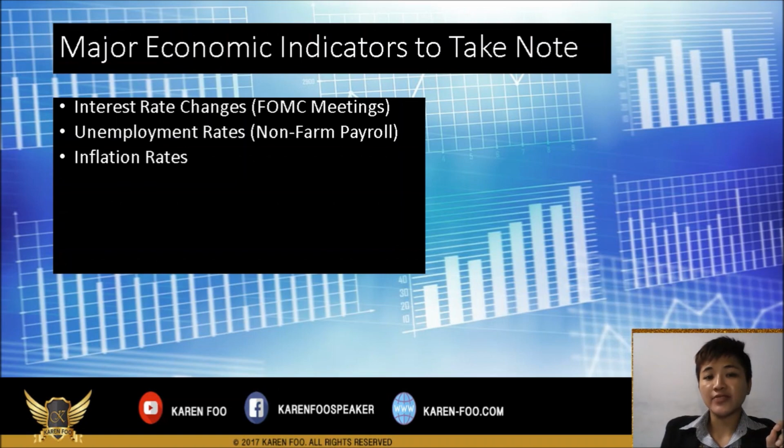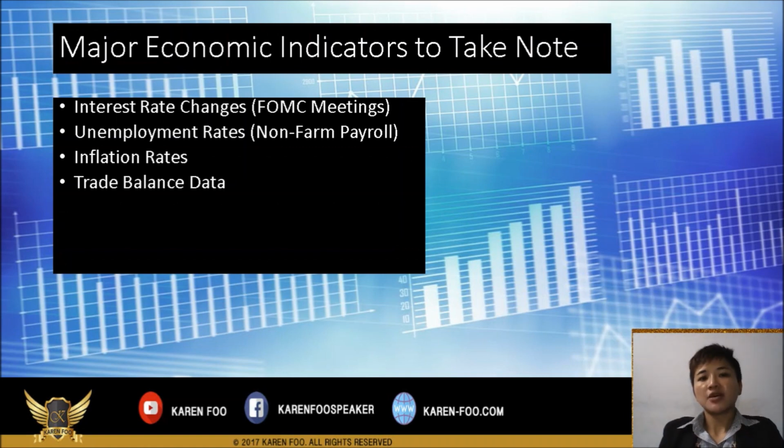The other one is inflation rates. So in order to monitor inflation rate, you just look at the consumer price index, CPI, or the PPI, which is the index of industrial prices. Okay, later on I'm going to show you a platform where you can monitor all of that in one shot. The other thing that you should take note of is the trade balance data. So what is the trade balance? It's the difference between the imports and exports of the products and services for that particular country.